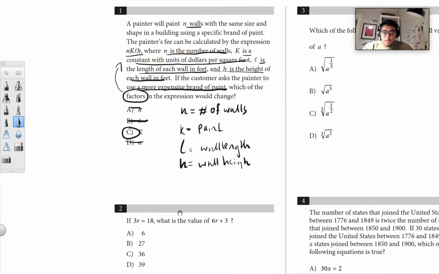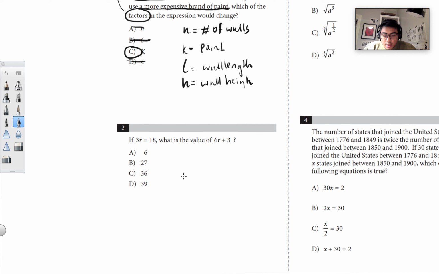Okay, question number 2. If 3r equals 18, what is the value of 6r plus 3? Okay, we just have to figure out what r is. So r is equal to 18 divided by 3, which is equal to 6. Plug 6 into 6r plus 3, so 6 times 6 plus 3 equals 36 plus 3, which is equal to 39.